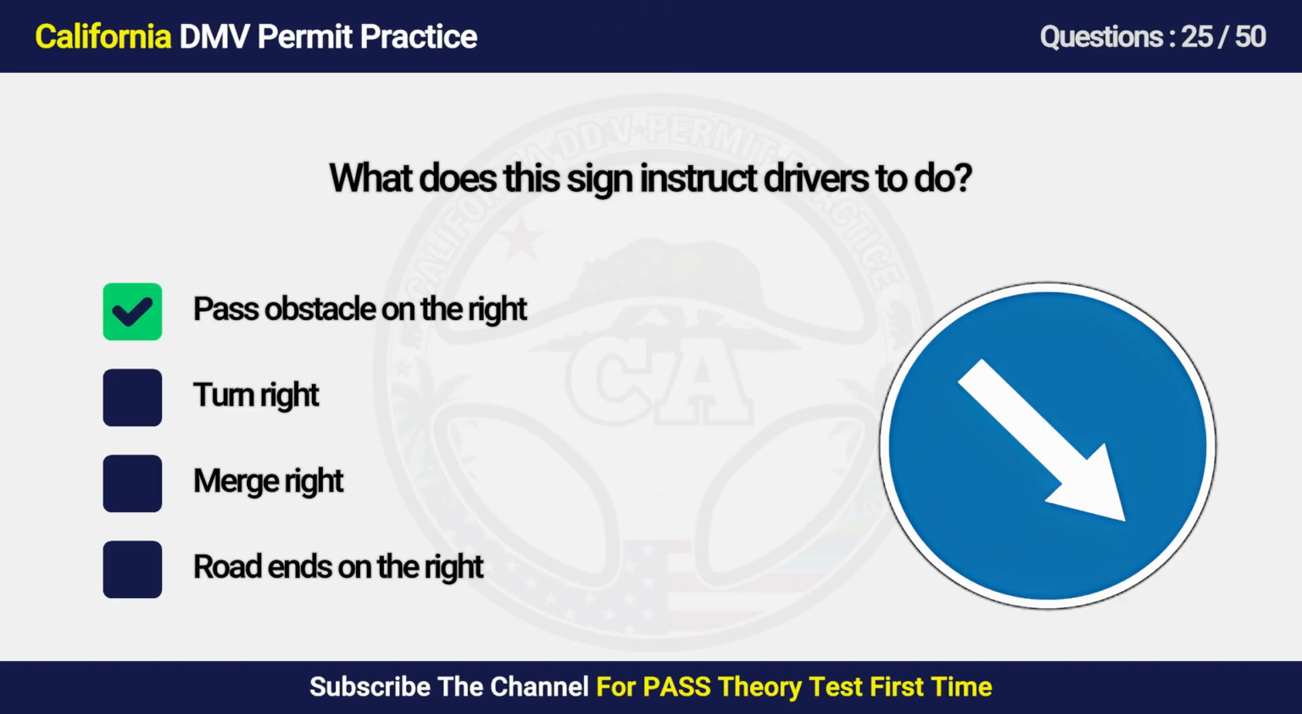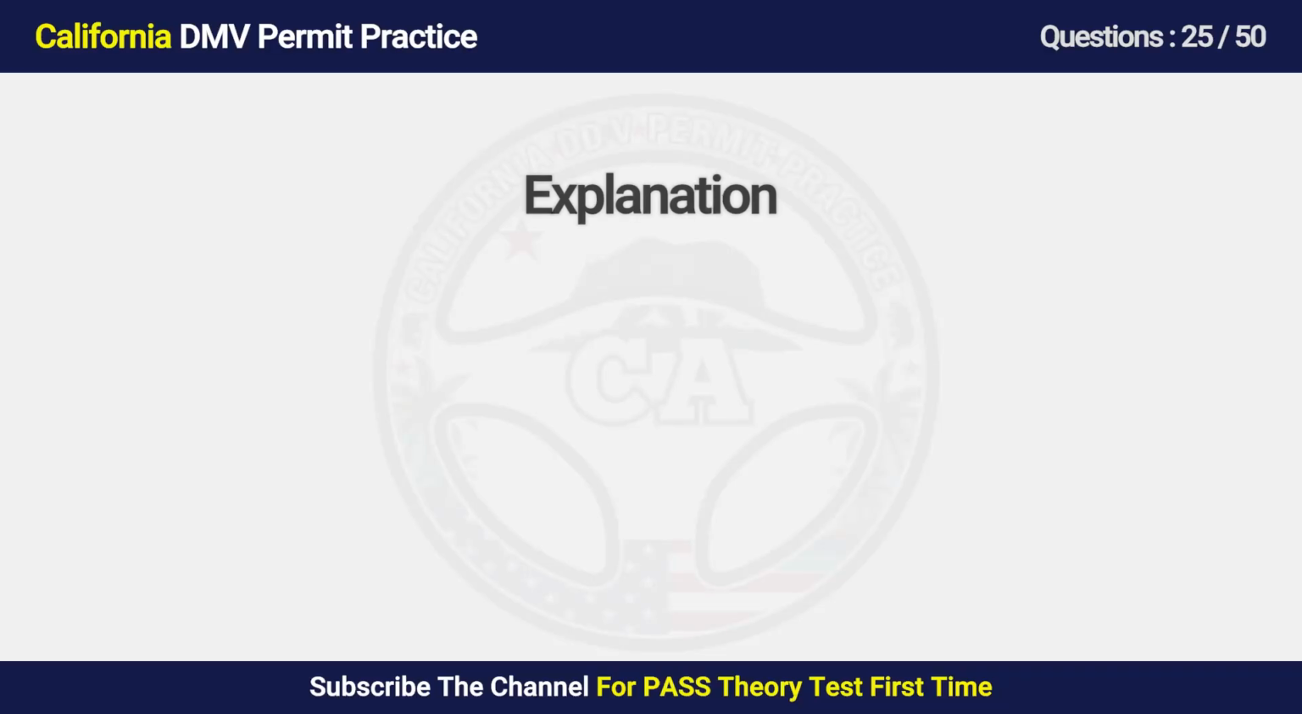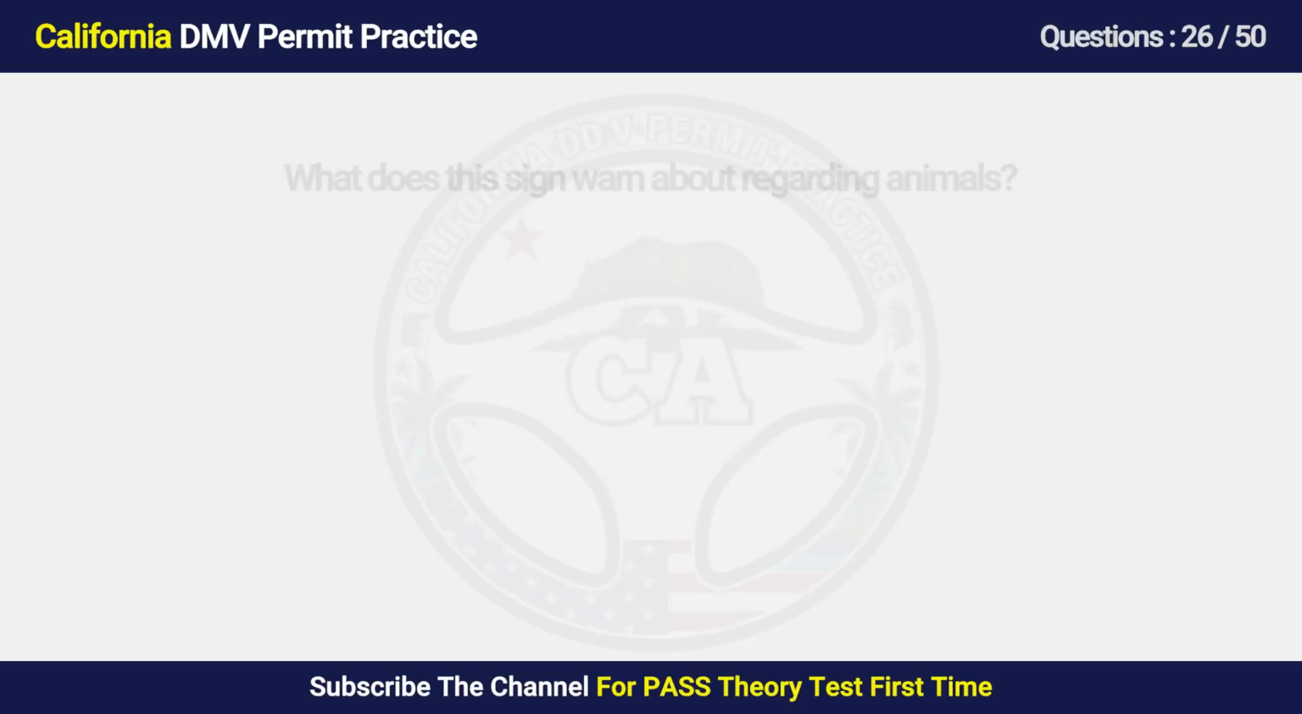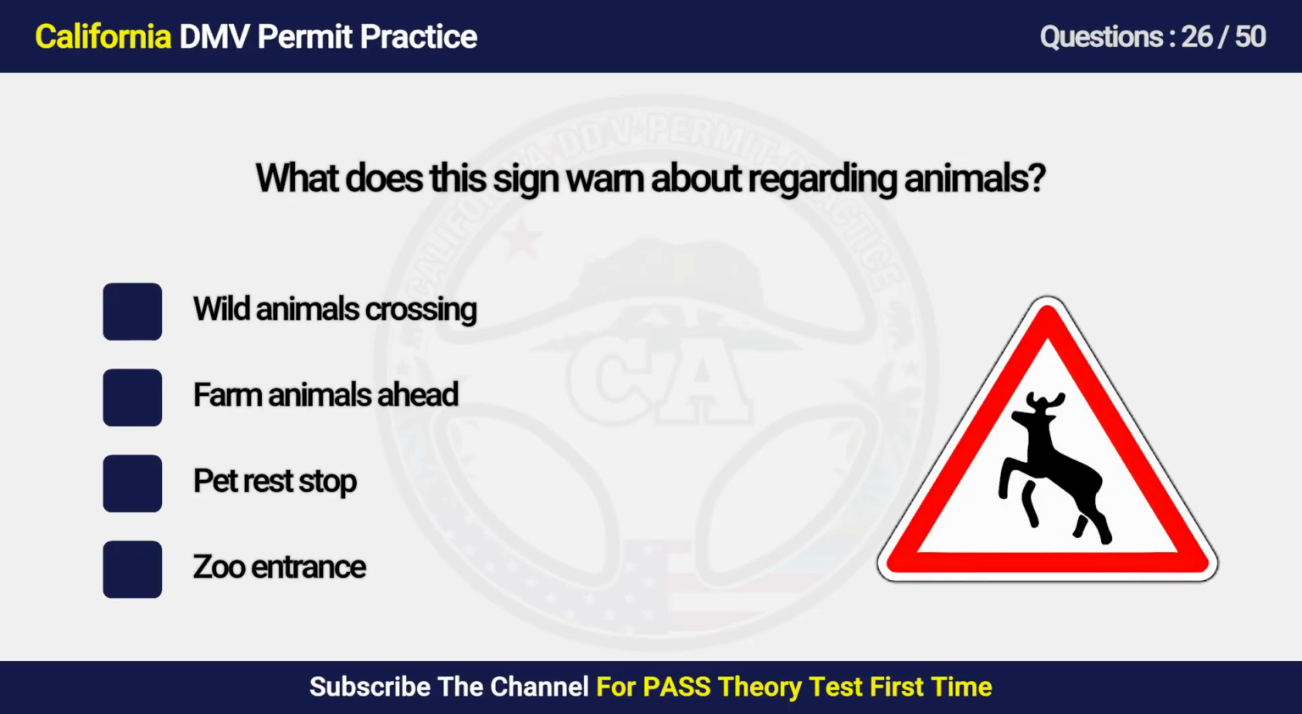Answer is A. Pass obstacle on the right. This sign means pass obstacle on the right. It is placed at an obstacle in the roadway, such as a traffic island or construction barrier, directing drivers to drive to the right of it. Question 26. What does this sign warn about regarding animals? A. Wild animals crossing. B. Farm animals ahead. C. Pet rest stop. D. Zoo entrance.